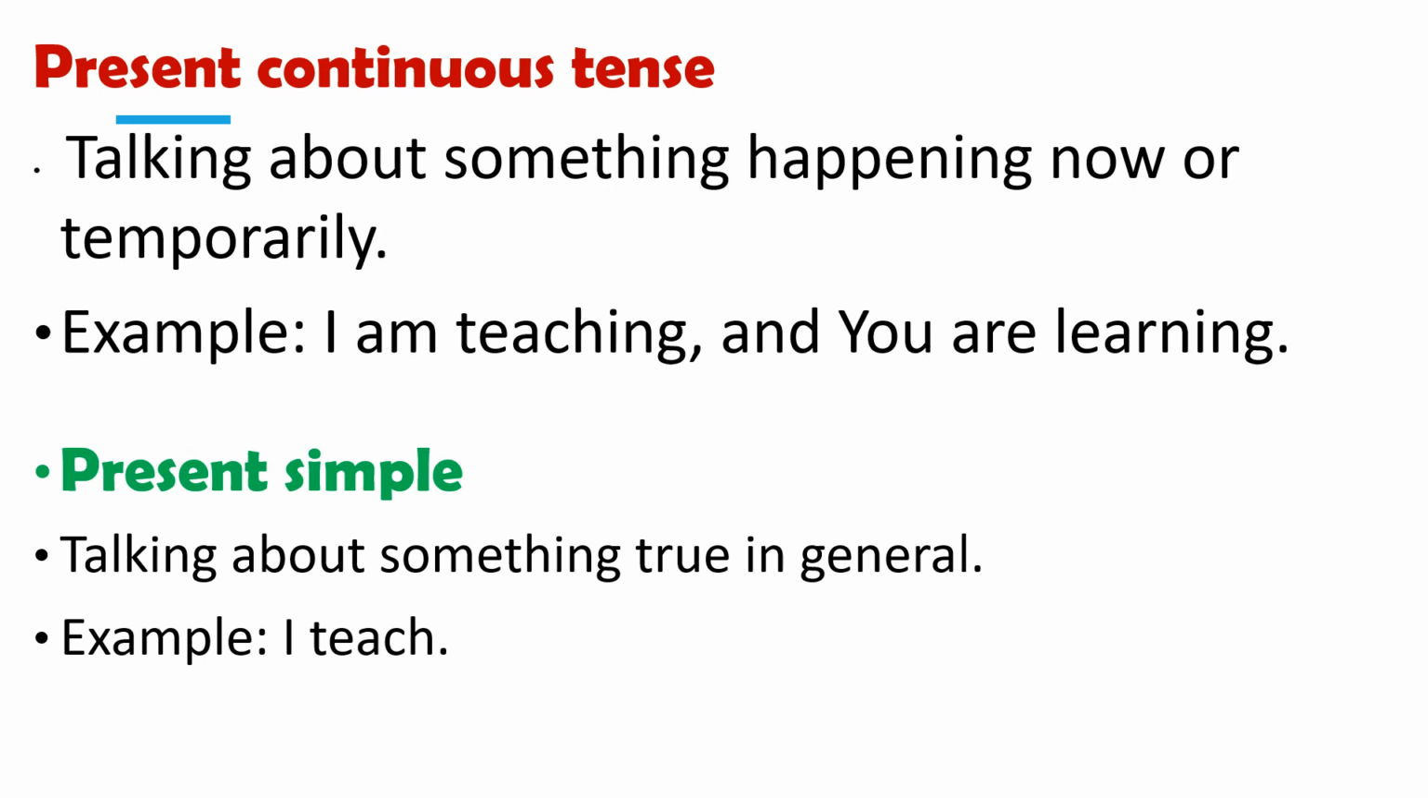What do I mean by now? For example, I'm teaching and you're learning. All these things are happening right now. So, when I'm saying that, I'm using present continuous tense. But when I say I teach, that is in general. For example, I may not be teaching now, but I teach somewhere. Maybe I teach in a college or in a university. I have a job. So when we talk about something true in general, that is present simple.